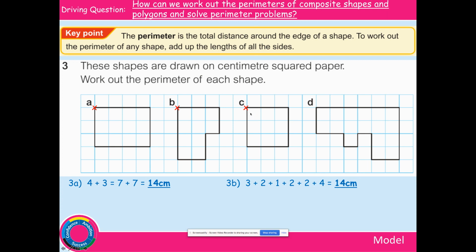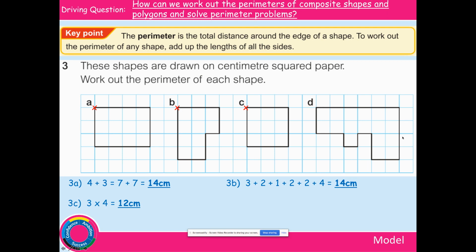C, my start point, I've got 1, 2, 3, 1, 2, 3, 1, 2, 3, 1, 2, 3. So I know it's a regular quadrilateral, which is a square, because all the sides are the same length. So I could just do 3 times 4, which equals 12 centimetres. I could just confirm that for you. 1, 2, 3, 4, 5, 6, 7, 8, 9, 10, 11, 12. 4 lots of 3 centimetres makes 12.